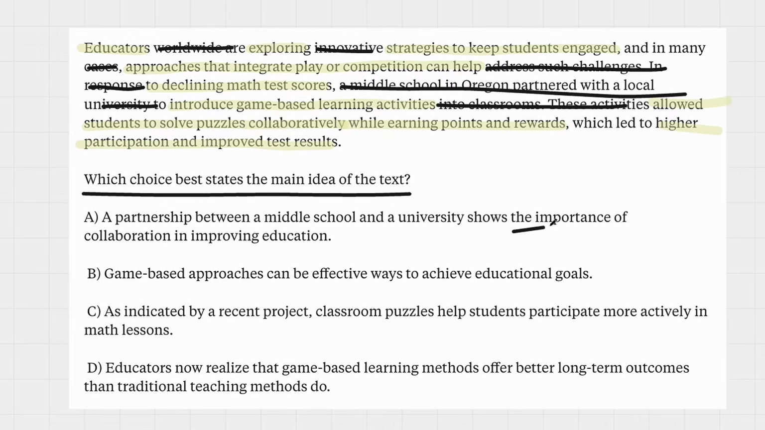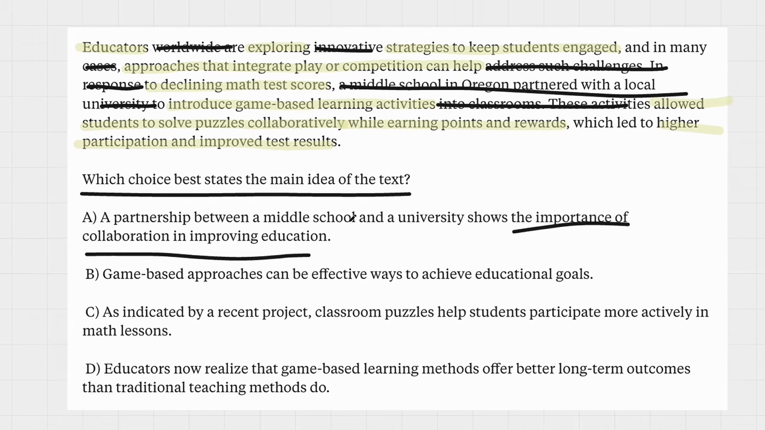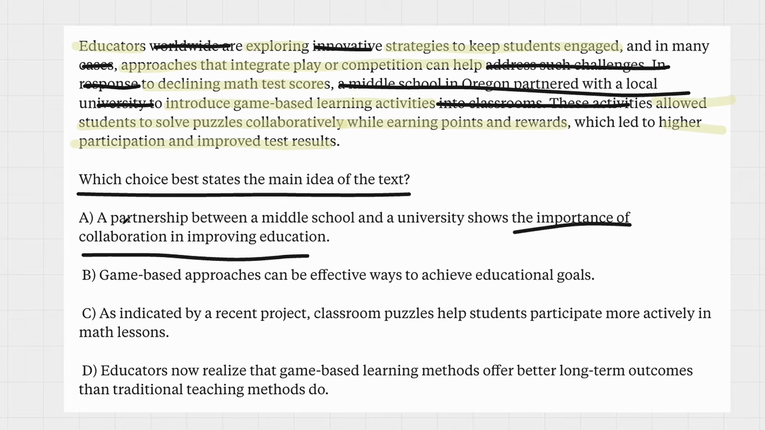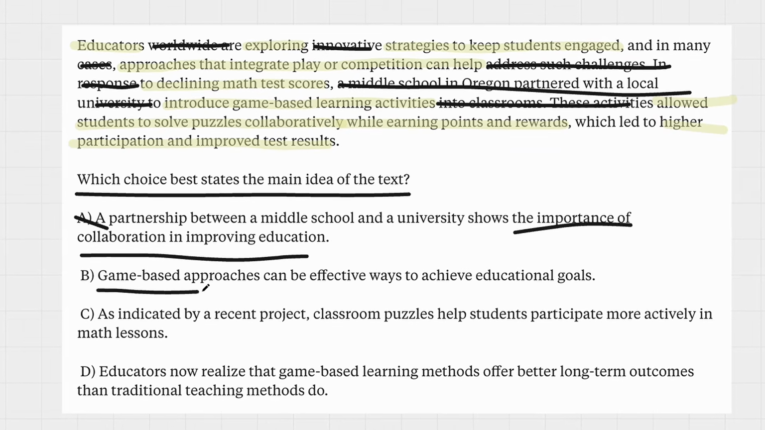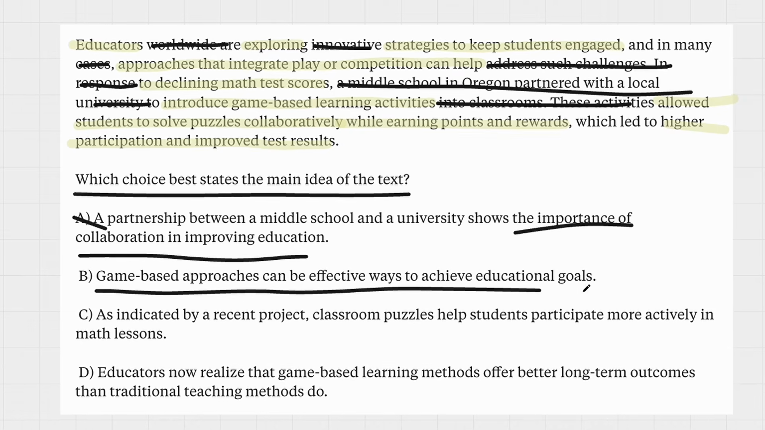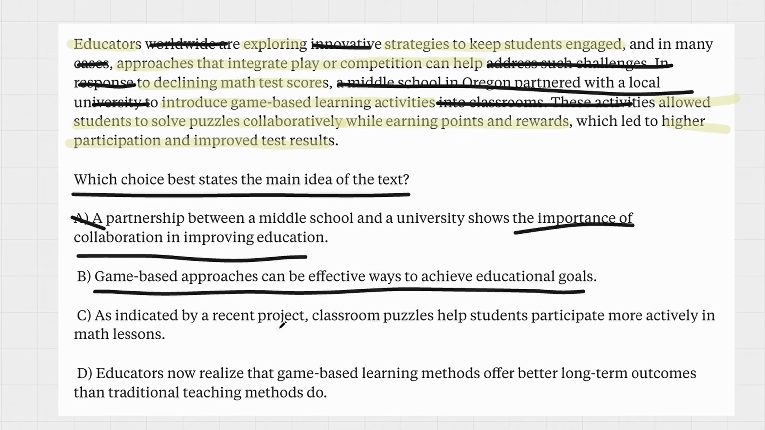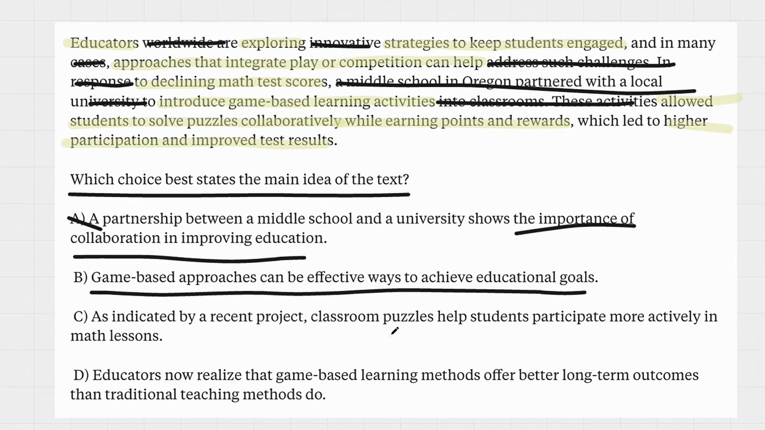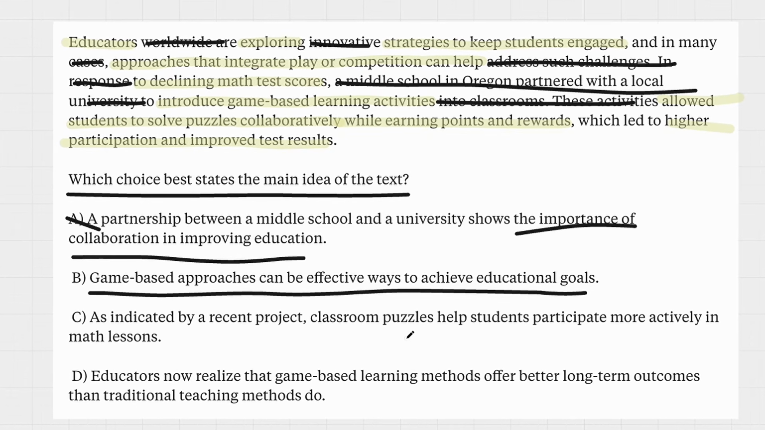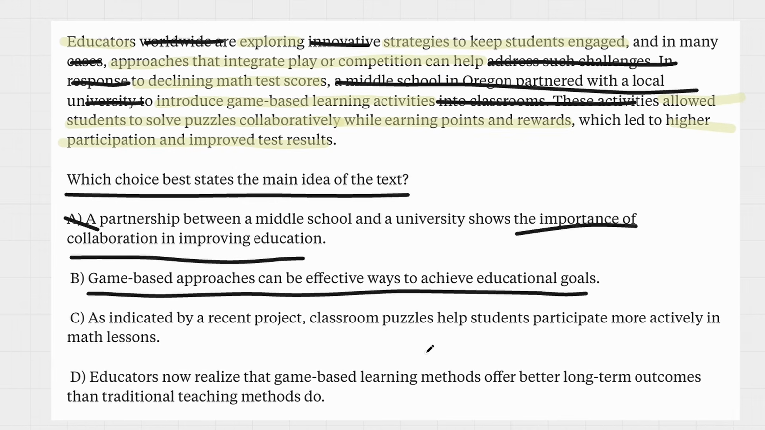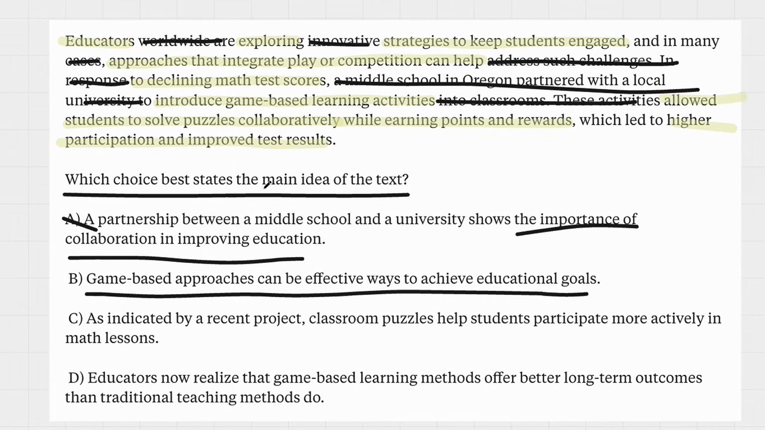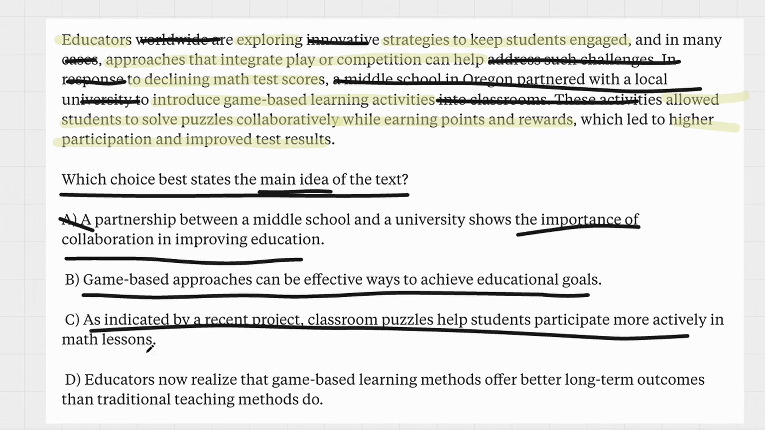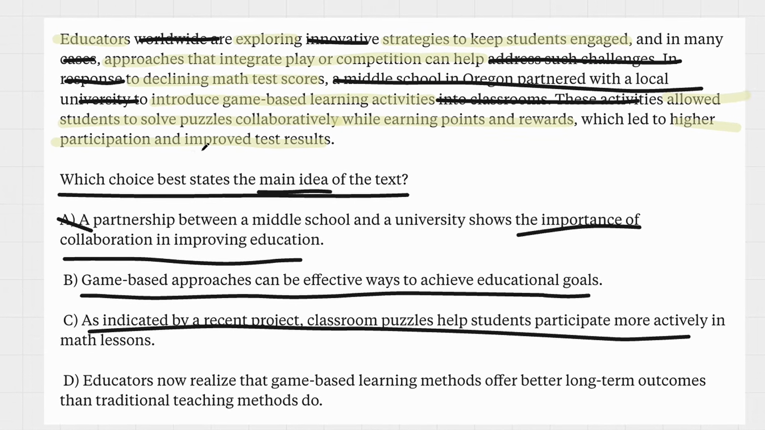So first we see the importance of collaboration in improving education. That's probably too specific because we're not really talking just about collaboration. We're talking about all these different things with gamification. So A is probably going to be incorrect. B, game-based approaches can be effective to achieve educational goals. That seems pretty good. Then C, as indicated, classroom puzzles help students participate more actively in math lessons. So this is pretty good, but it doesn't really talk about the game-based elements of it at all. It feels like there's a bunch of details that are kind of being glossed over. Not to mention, we're talking about the main idea of this text. So this is just a small portion, like the research study that they did. It's not really the main idea of what is being said in this entire passage.